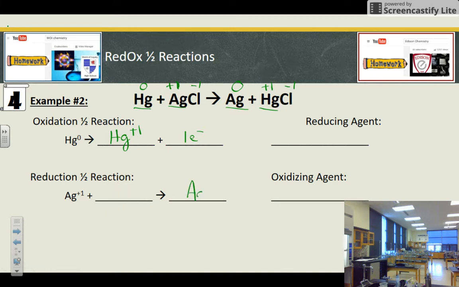And then Ag plus 1 goes to Ag0. And how does it do that? Oh, because he gained 1 electron. And then Hg0, if that's where the oxidation is happening, he must also be the reducing agent. It's the thing that's actually being oxidized. And the oxidizing agent, Ag plus 1.